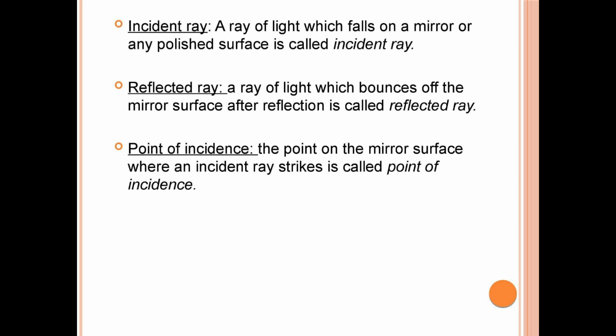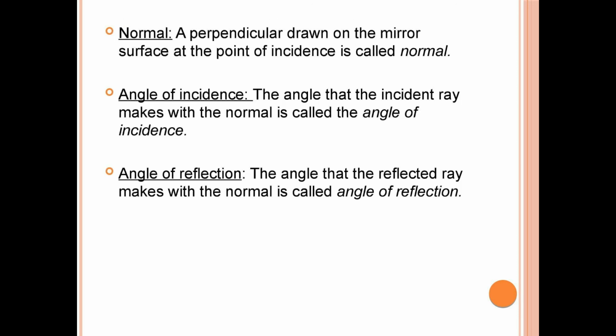Next is normal. What is normal? The dashed line I have shown in the figure is a perpendicular drawn on the mirror surface at the point of incidence. That is called the normal. The line which is perpendicular to the surface, which we have represented as a dashed line, is called the normal.